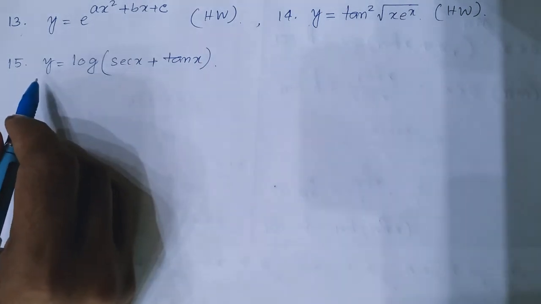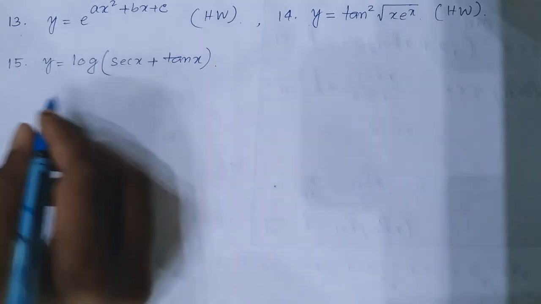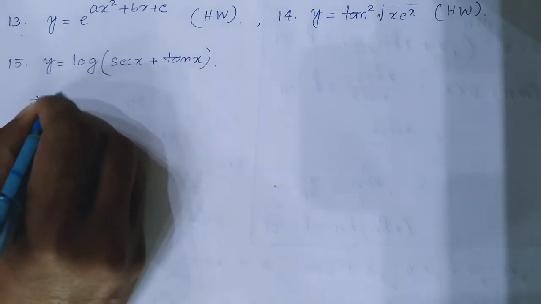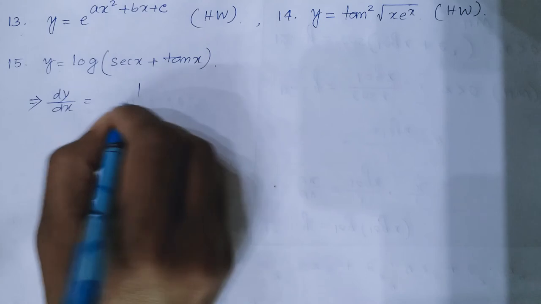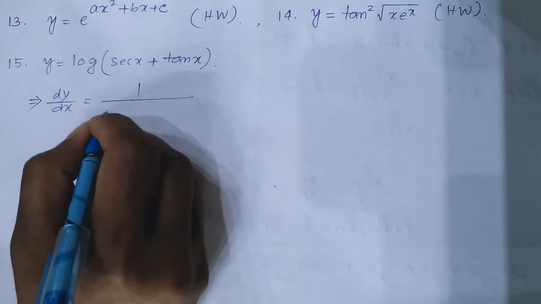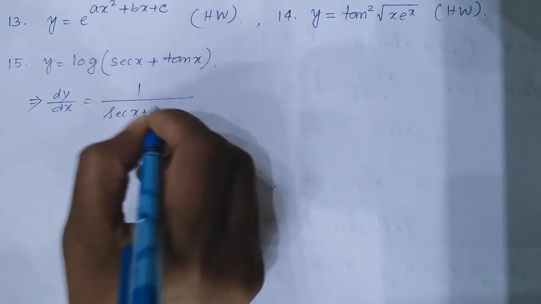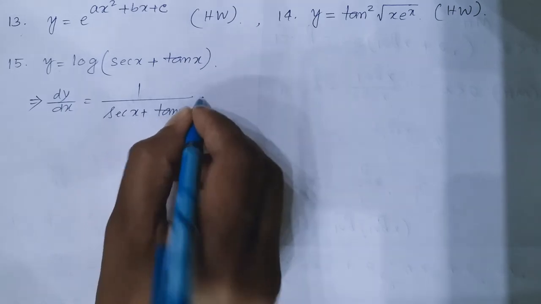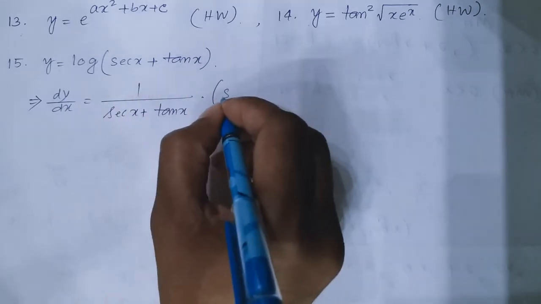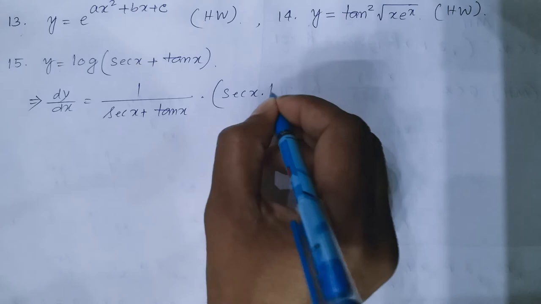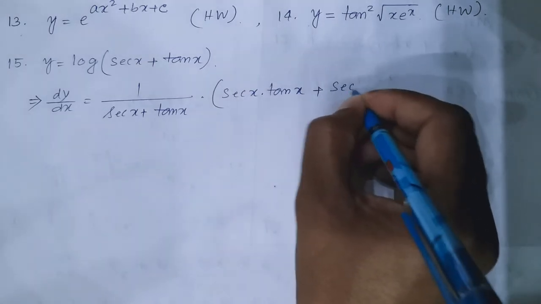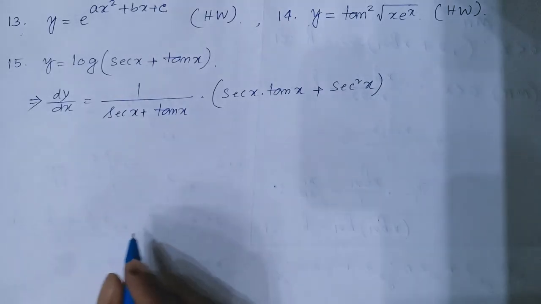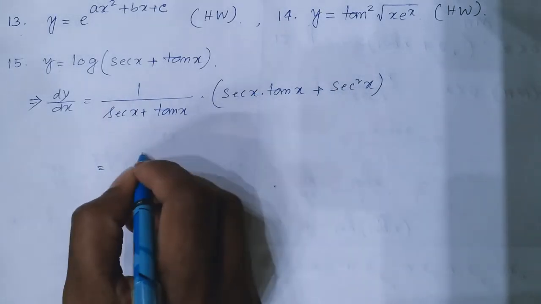And I will solve question number 15. You can also solve this question, though I will solve this for you. So dy/dx is equal to, the derivative of the logarithm function is 1 by (sec x plus tan x), into the derivative of (sec x plus tan x). It is sec x into tan x plus the derivative of tan x, which is sec square x. So that is equal to, you see sec x is common in the numerator.